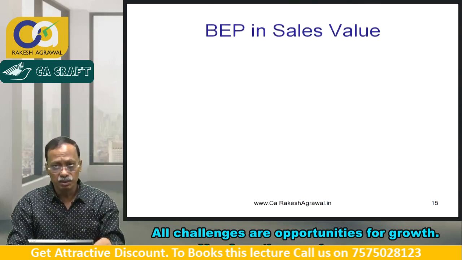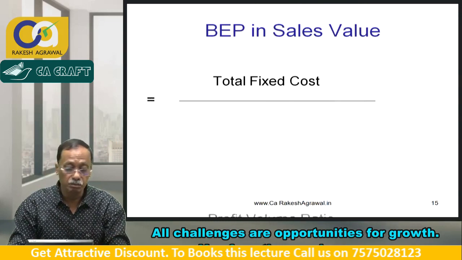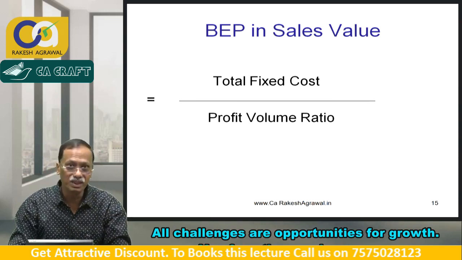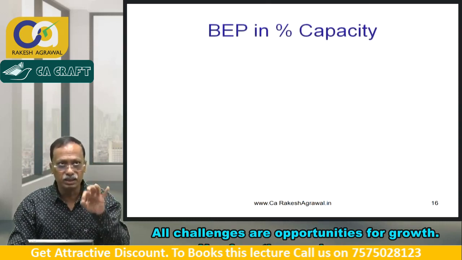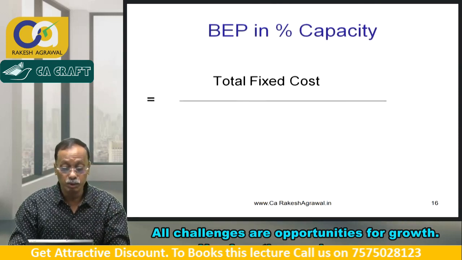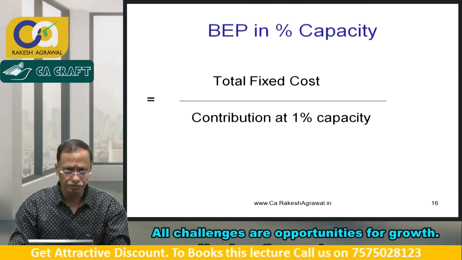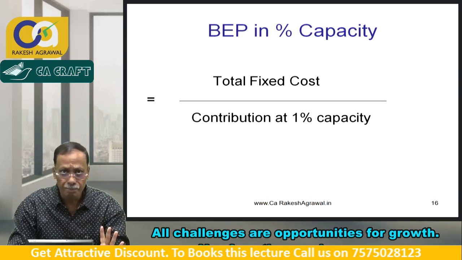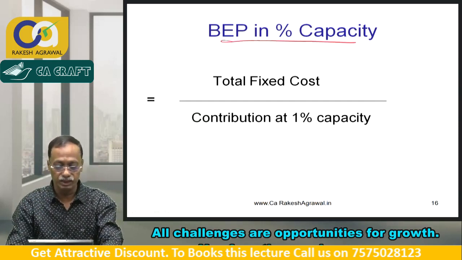for calculation of BEP in rupees sales, the formula is: numerator is total fixed cost, divided by PV ratio, profit volume ratio. It means if fixed cost is divided by PV ratio, the answer comes in rupees sales. And if you want the answer of BEP in percentage capacity, then the formula is: numerator total fixed cost, divided by contribution at 1% capacity. The denominator is contribution at 1% capacity. Okay. Now some of you might not have studied this formula, right? So we will discuss it through an example as I told you.